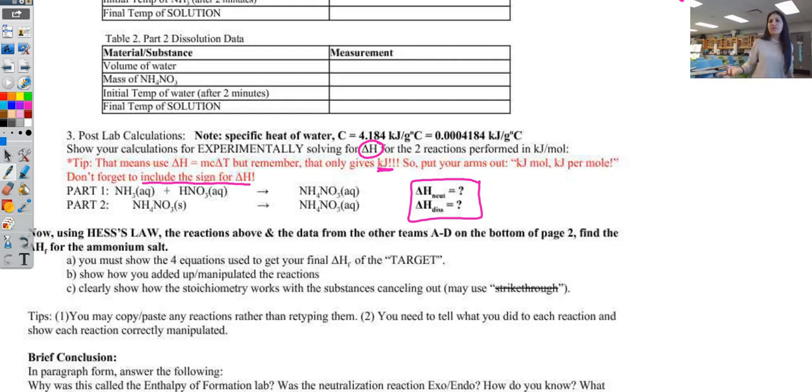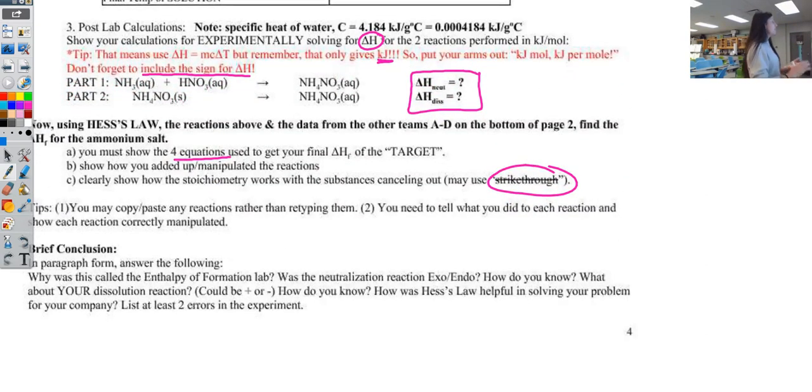You may not need to change some of them, okay? And I'm going to kind of tell you, most of them you won't need to change. But if you do, and you check to see and you're like, wait a minute, that one should be times 2, or that one should be divided by 2, or that one needs to be flipped and reversed. So make sure that you show all of that. And so you must show the four equations that you use to get your final target. You have to show how you added them up. And so you can use the strike through like I did here. And then again, another tip, like I said before, you can copy and paste reactions rather than retyping them. And you need to tell what you did to each reaction for your manipulation. So again, if you reversed it, if you divided by 2, if you multiplied by 2, just make sure that you let me know, okay?